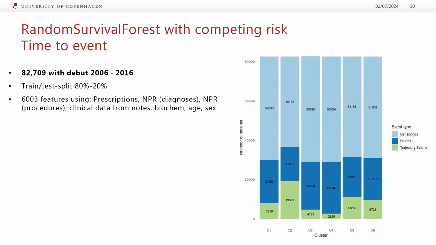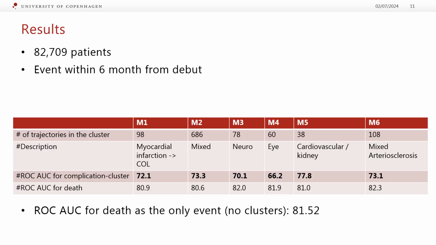I use random survival forest as a model, and I have around 6,000 features, which are prescriptions, diagnoses, procedures, clinical data extracted from text notes by text mining, then laboratory values and other baseline variables. And here for the results, I use the area under the ROC curve as a metric, and the event is complication or death within 6 months from debut.